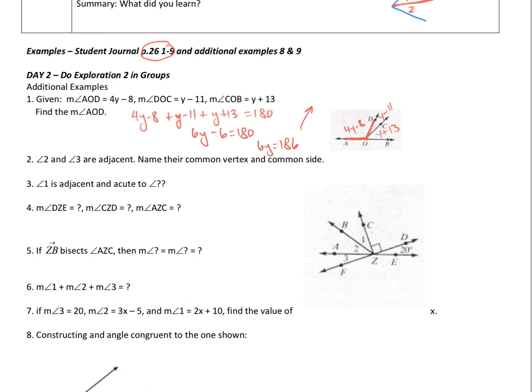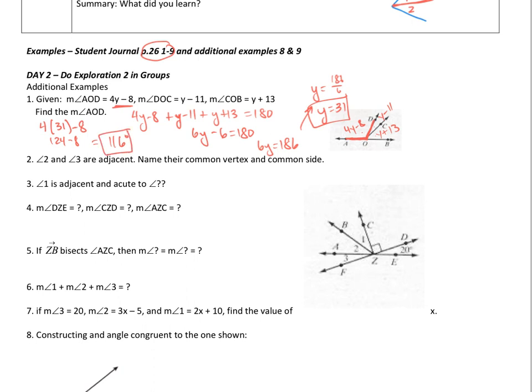Let's finish solving that by dividing each side by 6. So 186 over 6 comes out to be 31, which is what y is. And now since I need to find AOD, I plug it back into here. So 4 times 31 minus 8 ends up being 124 minus 8, which is 116 degrees.